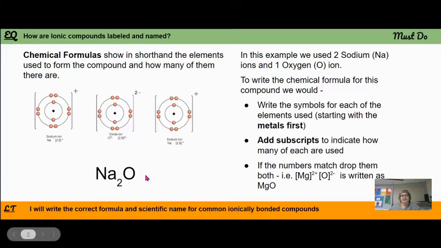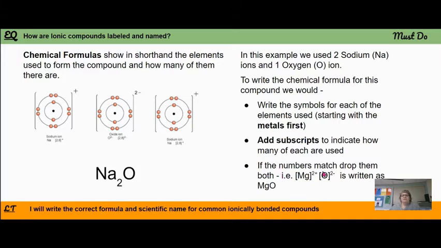Okay, so in this example, we used 2 sodium ions and 1 oxygen ion. So to write a chemical formula, we would write the symbols for each of the elements used. So I used Na instead of sodium and O instead of oxygen. And we always start with the metal, right? We always put the metal as the first symbol, okay? Then we're going to add subscripts to indicate how many of each are used. So in this case, I put a subscript 2 to show that there are 2 sodium atoms.